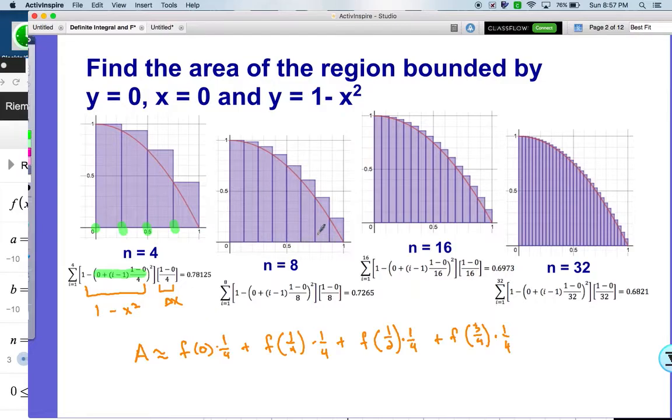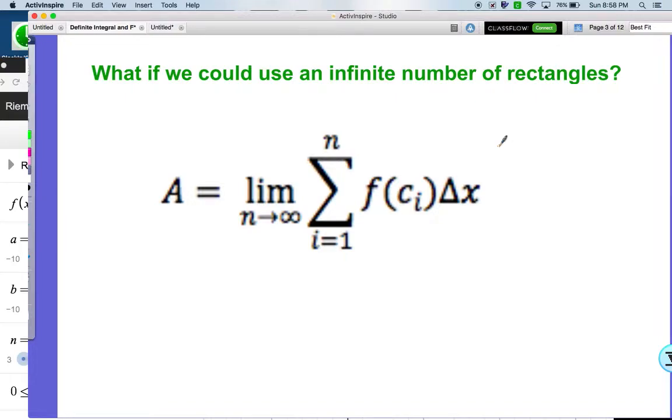Here it is with 8 subintervals. On the first one, you can tell it's way over approximation. Here it's still over approximation, but not quite as much. For 16 rectangles, there's even less over approximation, and for 32 subintervals, even less. So the idea is, what would happen if we had an infinite number of rectangles? This is how that would look in math notation. You'd have the sum of your function at some point in each subinterval times your delta x, going from 1 all the way to n, and we're taking the limit of that as n goes to infinity.